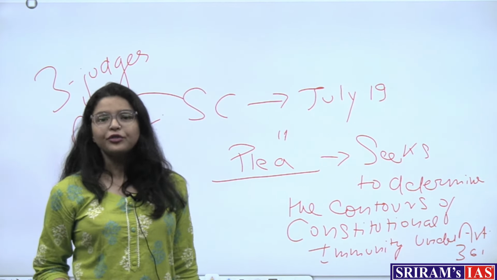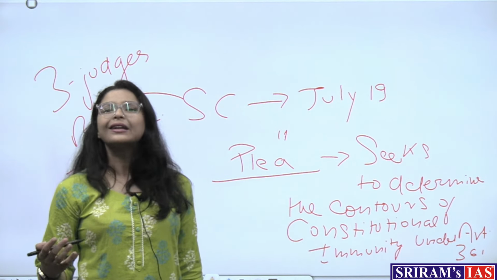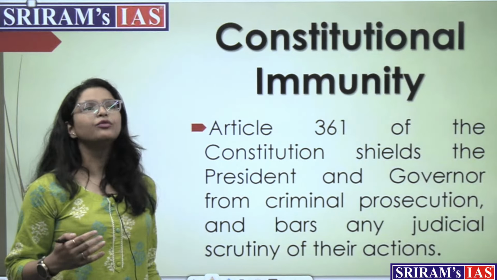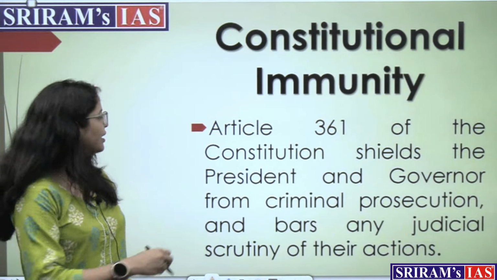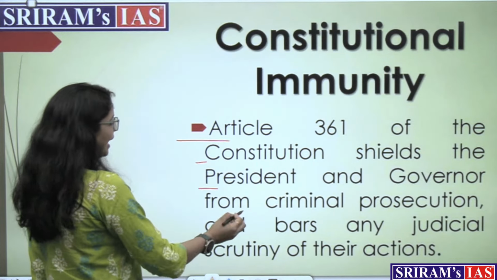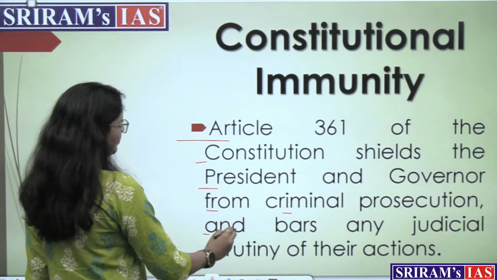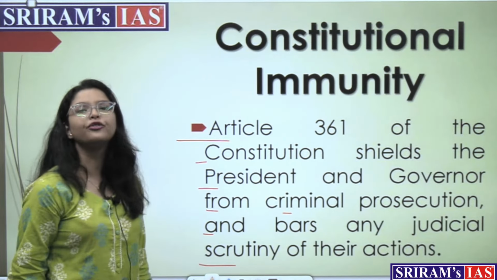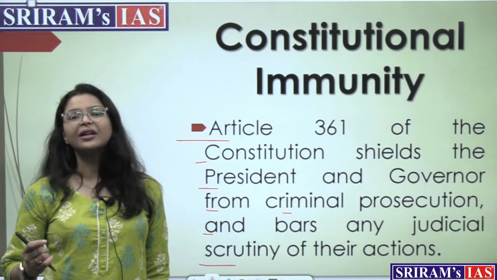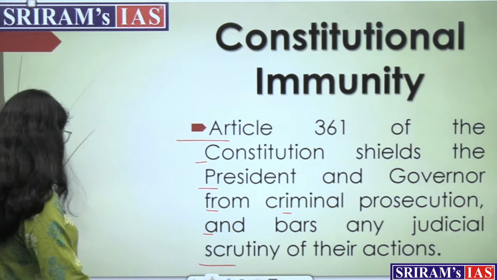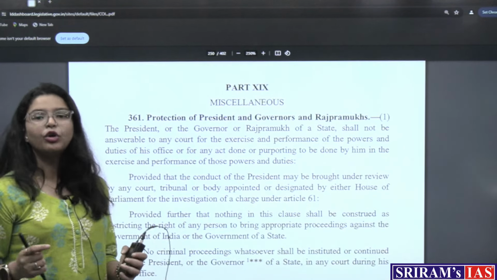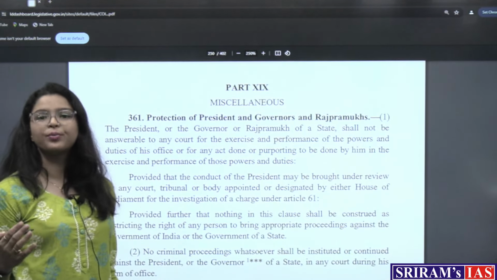Now before we understand what is the legal question, let us ponder upon the origin of this constitutional immunity. And what exactly is this constitutional immunity? Basically Article 361 of the Indian Constitution shields the President and Governor from criminal prosecution and bars any judicial scrutiny of their actions while they are in their office. To understand this better, let us study Article 361. Let us have a look at the bare act of the Constitution of India and then understand what is the legal question before the Honorable Supreme Court in this case.